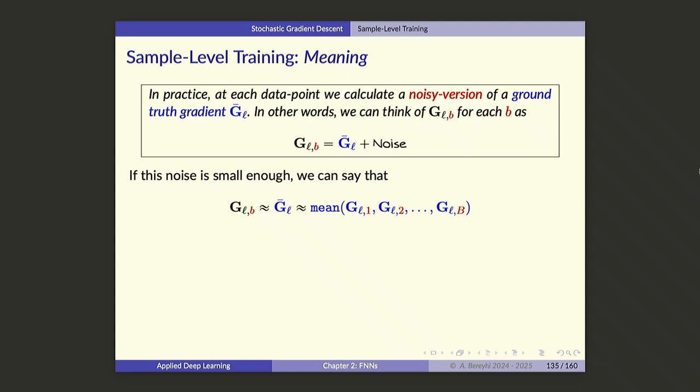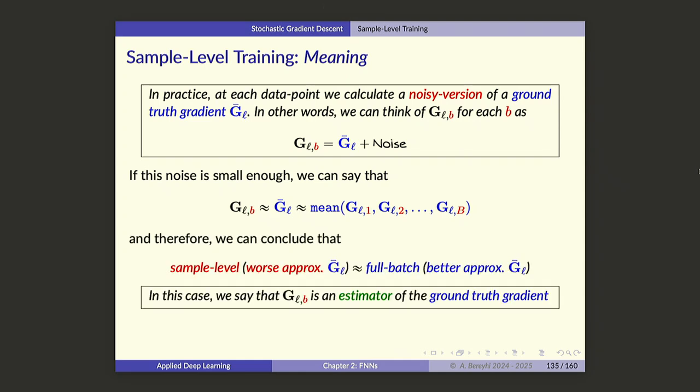The key difference is that the sample gradient is not approximating very well. This one is approximating better. So your sample gradient is an approximation of the true gradient that you do not have access to. Very bad approximation, very high noise. Your full batch is a better approximation of that one, but it is not that one. It's only an estimator of that. Okay?